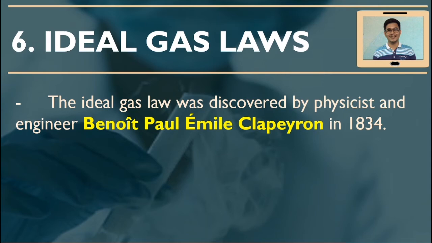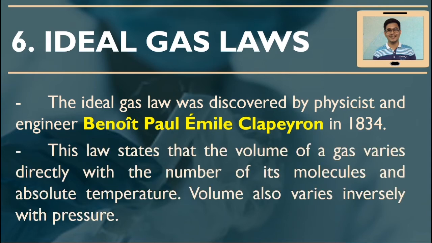Okay, here, the ideal gas law was actually discovered by the physicist and engineer Benoit Paul Emile Clapeyron in the year 1834, wherein this law states that the volume of a gas varies directly with the number of its molecules and absolute temperature. Volume also varies inversely with pressure.